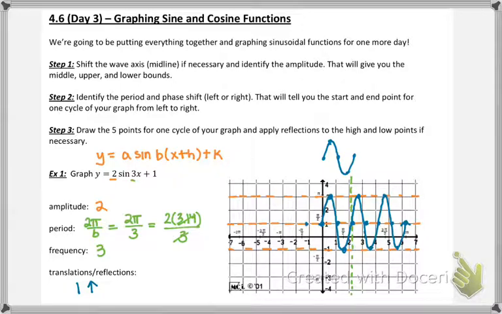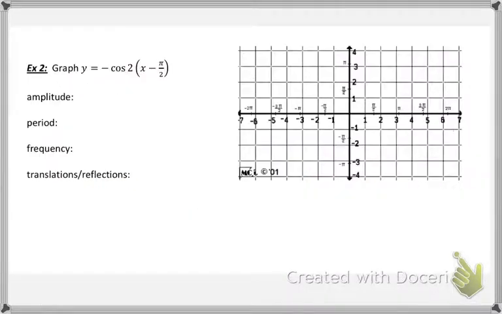Right here, a little bit past 2, is going to be the exact same point. And then between that is going to hit the wave axis again. And then my low point and my high point, and here it is. So certainly you don't have to fill the whole graph, but I would draw at least 2 full cycles. Alright, here's another example if you need it.